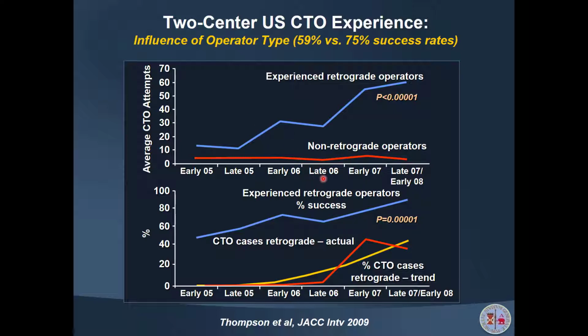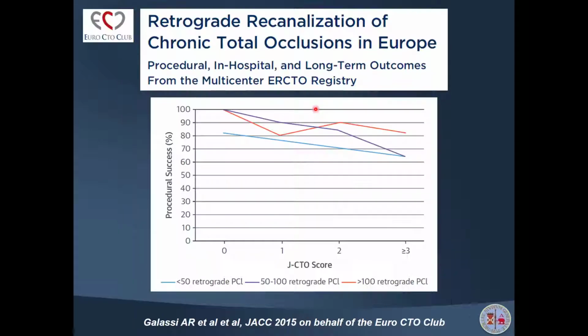In the retrograde registry, we understood that when you have an operator who has more than 100 retrograde PCI per year, success is more or less stable despite the higher complexity of the CTO lesion. While for those operators who have less experience, retrograde procedural success is decreasing with more complexity of the lesion.